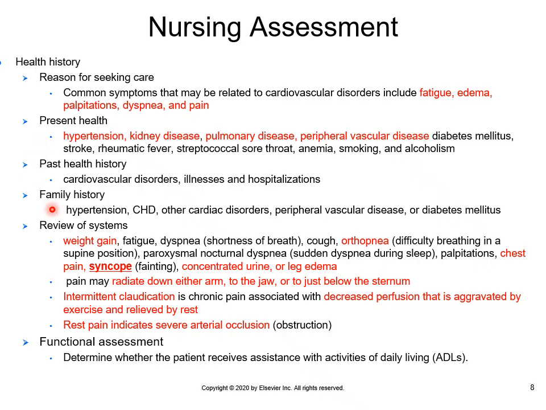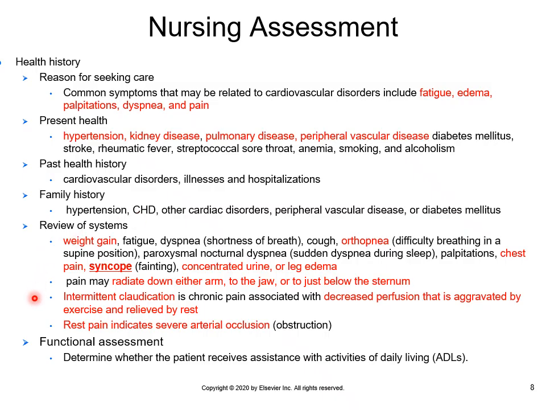Also, we will ask for family history of hypertension, coronary heart disease, CHD, and other cardiac disorders, because if they do have it in the family history, they have a high risk of getting the same disorder. Same thing with peripheral vascular disease and diabetes mellitus.